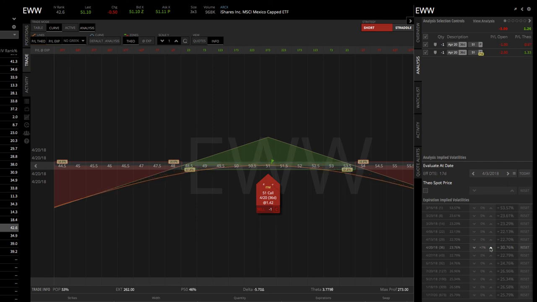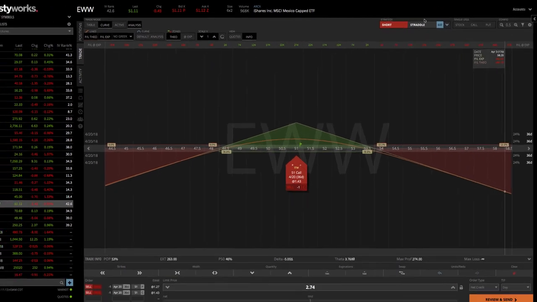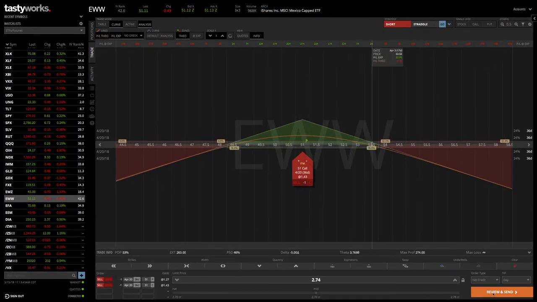Obviously, that makes our profit line go down, because when we sell a straddle, we're anticipating a contraction, or a down move, in implied volatility. So you can see what different implied volatility levels will do to the trade, and you can play around to get an idea of how the trade works. Once you're ready to go, simply hit review and send that into the broker. Once you get filled, you'll be in the trade and ready to go.